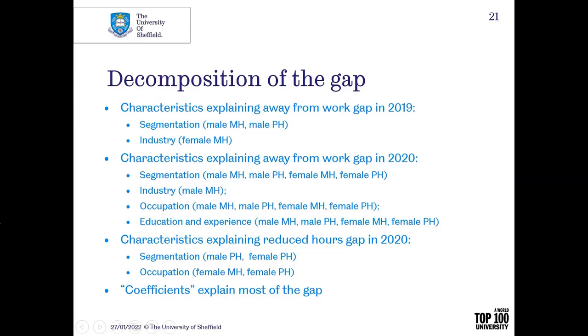And we also see the same with education and experience. Again, this is about having a degree. People with degrees or higher qualifications tend to be able to work from home and were less affected by the pandemic. And disabled people were less concentrated in those areas. And we do see some similar effects explaining the reduced hours gap as well in 2020. But still, I would emphasize that coefficients, i.e. the unexplained component, still explains most of the gap, which does show that even within jobs, within sectors, disabled people were being treated differently and did have different outcomes.